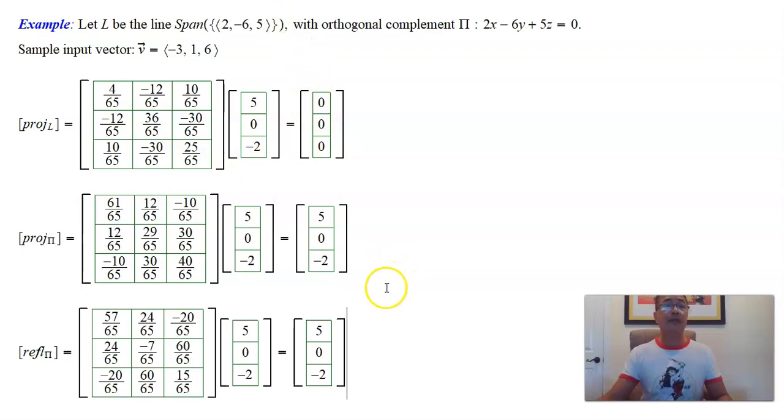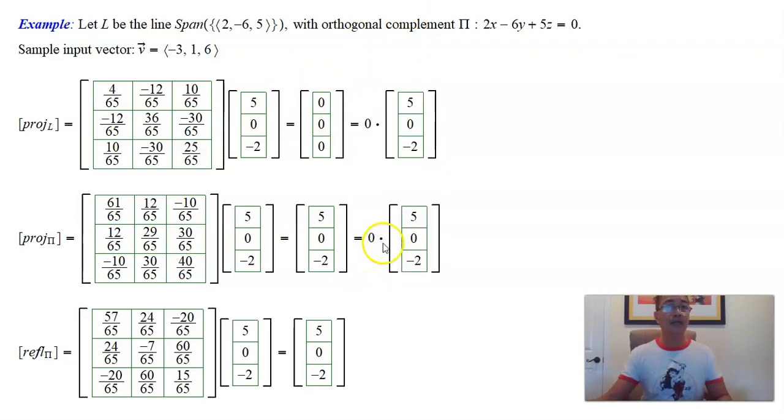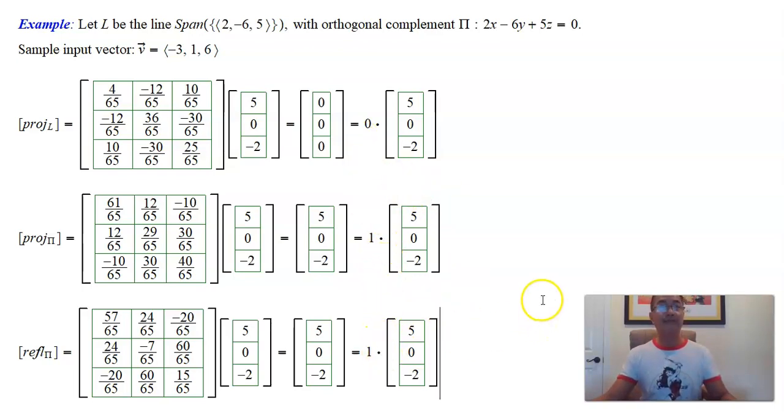The same vector. So again, we can think of this as 0 times our input vector. And we can think of the next one as 1 times our input vector. And the last one is also 1 times the input vector. So we have eigenvalues of 0, 1, and 1.